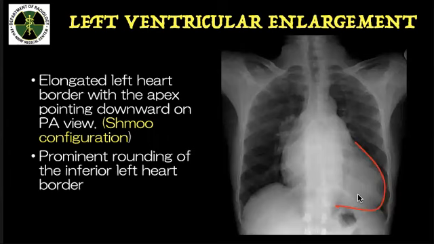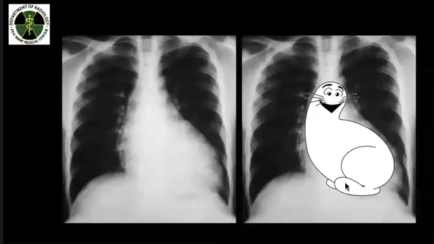And then left ventricular enlargement. So elongated left heart border with the apex pointing downward on PA. So this is your Schmuck configuration. Prominent rounding of the inferior left heart border. Here there is left ventricular enlargement. Your Schmuck configuration. Here's your Schmuck configuration, left ventricular enlargement.